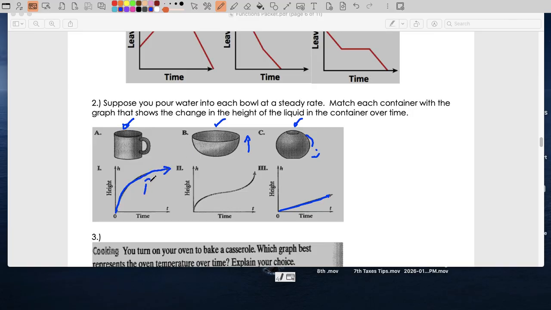So this would definitely be B, this would definitely be A, and this one again starts a little bit fast and then slows down because look, as it's filling, this gets wider and wider and wider, and it takes longer to fill until you get to the top.